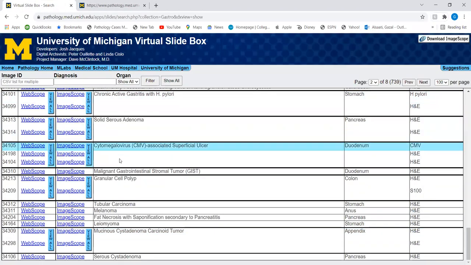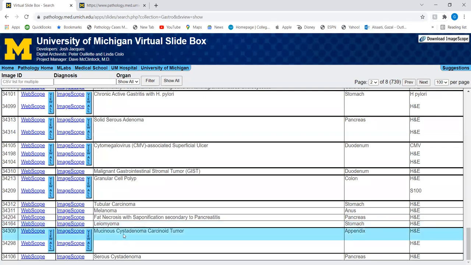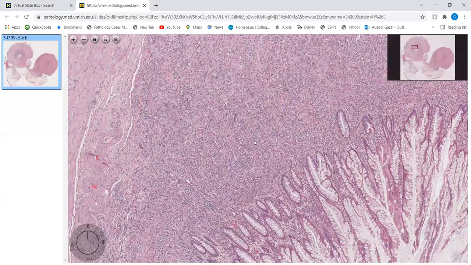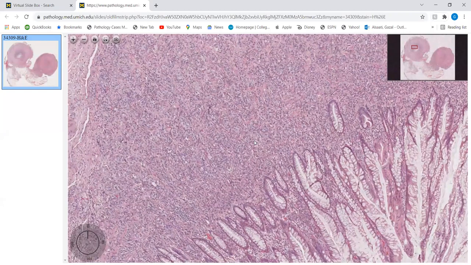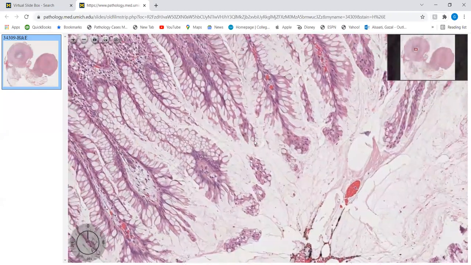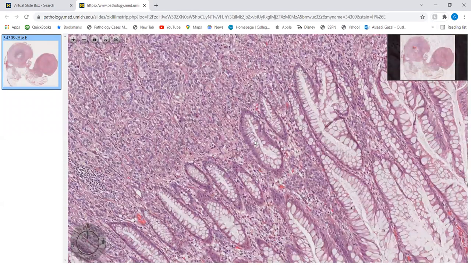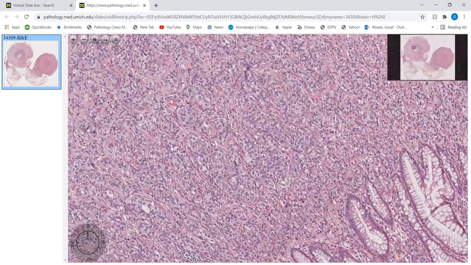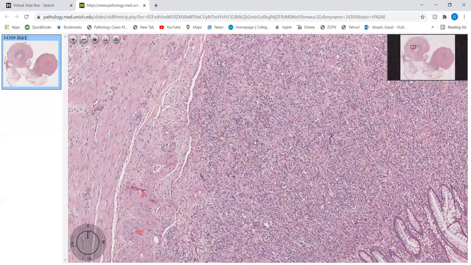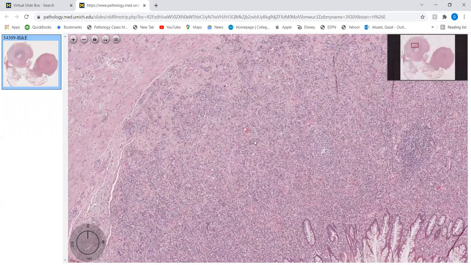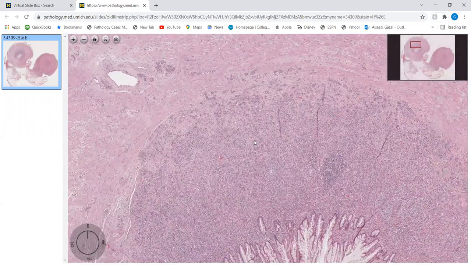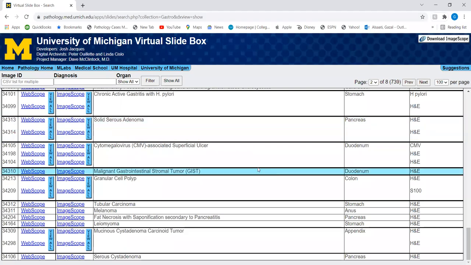Did they call it carcinoid tumor? So we have both here, right? You have a mucinous cystadenoma of the epithelium, and then we have a carcinoid tumor nearby. All right, so beautiful. What do they call it when they collide? Yeah, collision tumor.